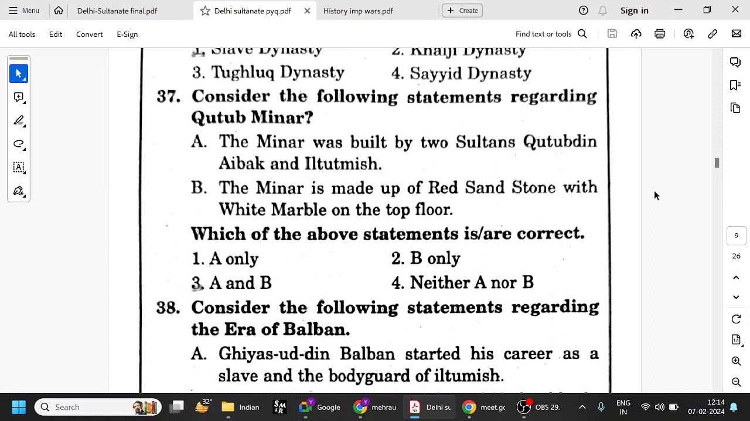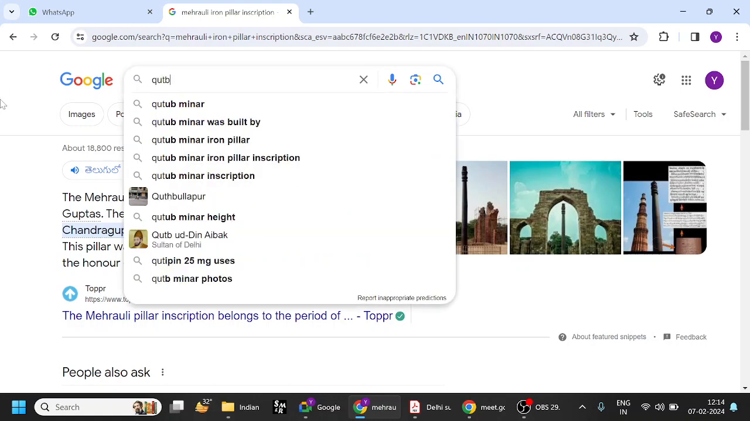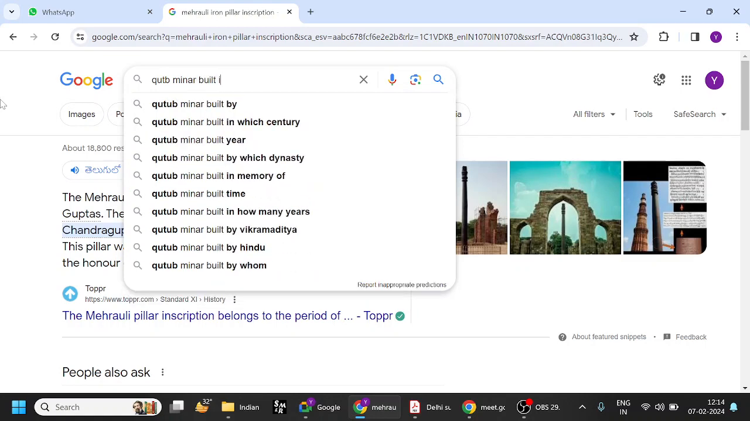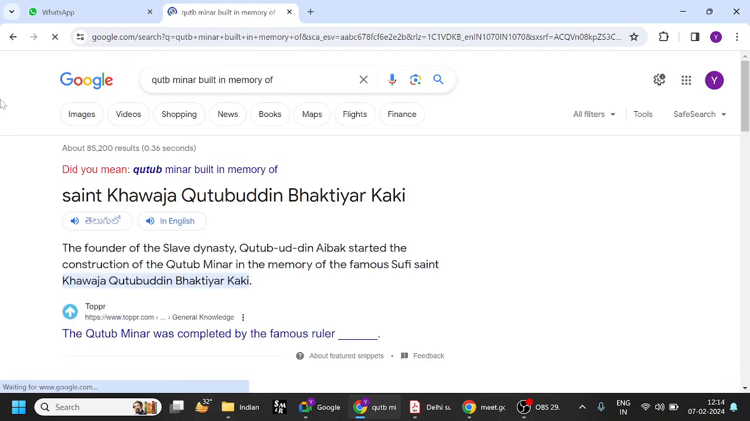The Qutub Minar was built by two sultans, Qutbuddin Aibak and Iltutmish, which is true. It was started by Qutbuddin Aibak in the memory of Bakhtiyar, Qutbuddin Bakhtiyar Kaki something. Let us cross-check. Qutub Minar was built in memory of Khwaja Qutbuddin Bakhtiyar Kaki, a very prominent Sufi saint.